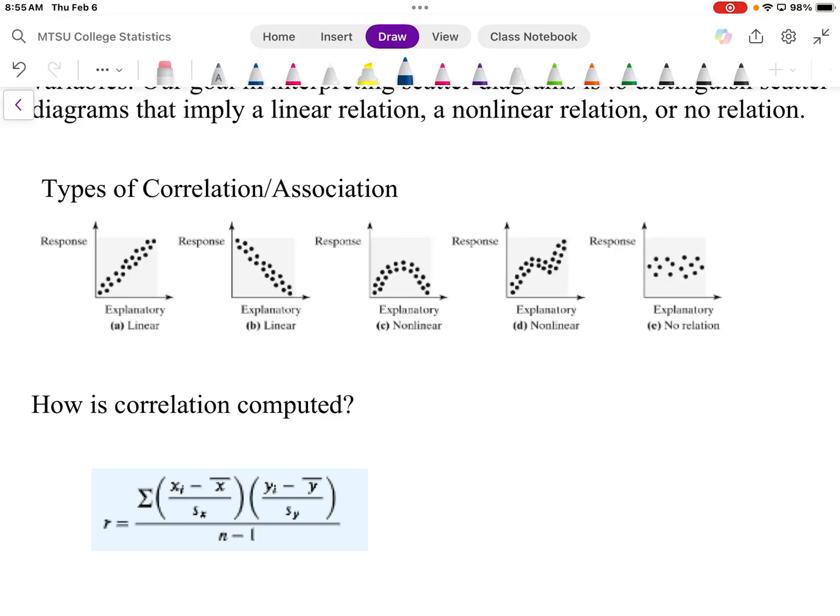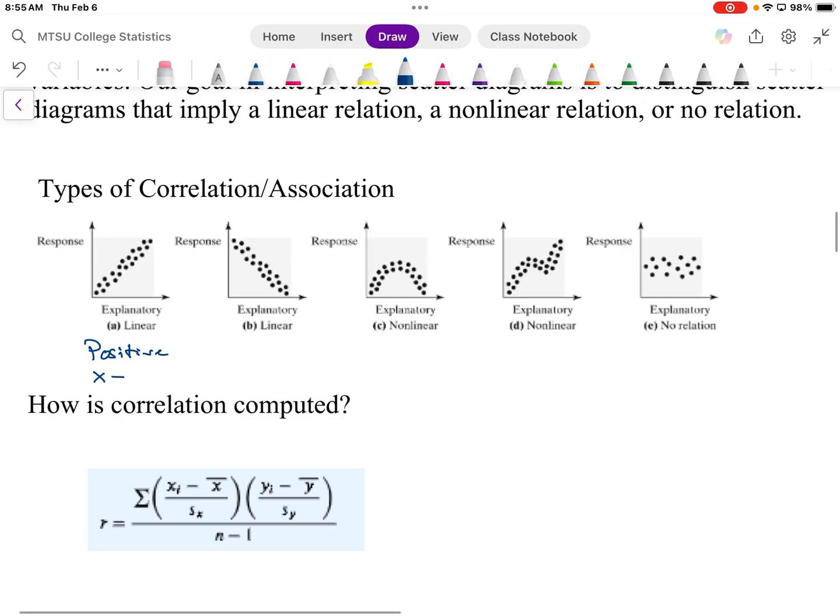As we look at the different types of correlation, the first one is a positive correlation because as the x increases, the y is increasing. So as the explanatory increases, the response, the y, increases. That's what we call a positive correlation. The next one would be a negative correlation. As the x increases, the y decreases. Therefore, we see a negative slope.